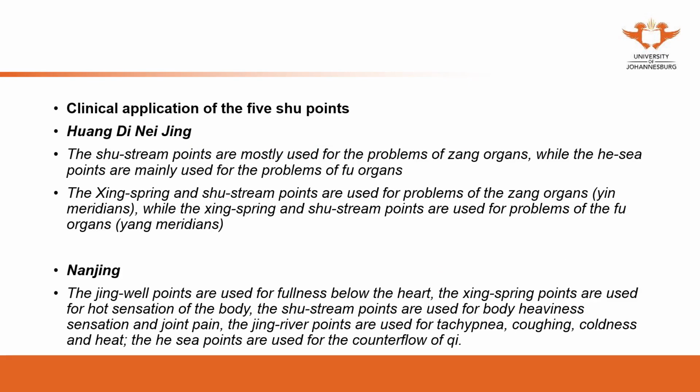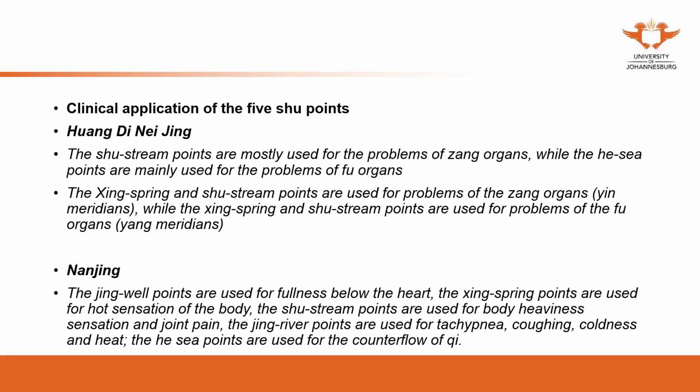In the Huangdi Neijing, it describes that the Shu-stream points are mostly used for problems of the Zang organs, while the He-sea points are mainly used for problems of the Fu organs. So from this clause, you will know that Shu-stream points can be used for Zang organs, and He-sea points can be used for Fu organs.